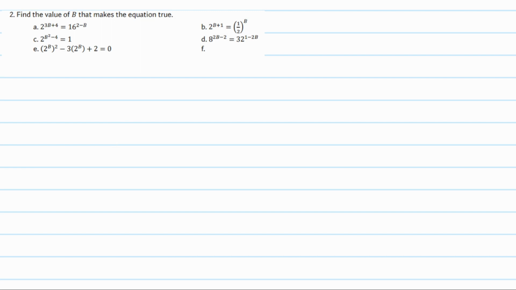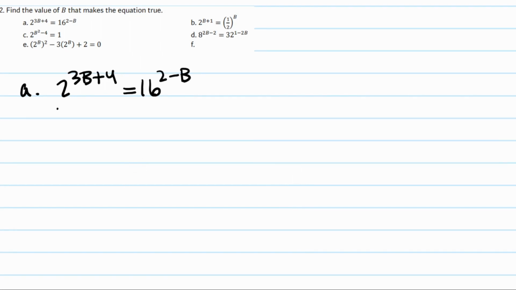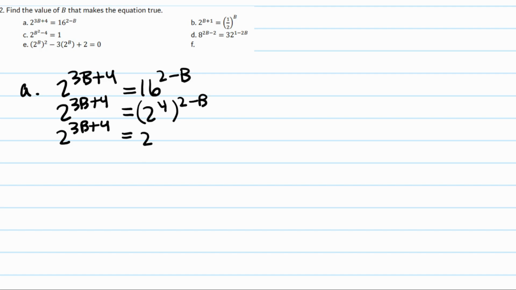Okay, so we're going to start off with 2 to the 3b plus 4 equals 16 to the 2 minus b. Okay, these are not the same base, so I need to do some work to make sure they are the same base. Okay, 16, I can write that as 2 to the 4. And then I'll say, all right, 2 to the 3b plus 4 equals 2 to the 4 times 2 minus b. Okay, which means at this point I've got the same base, I can set the exponents equal to each other. Right, so I was going to say, all right, 3b plus 4 equals 4 times 2 minus b.